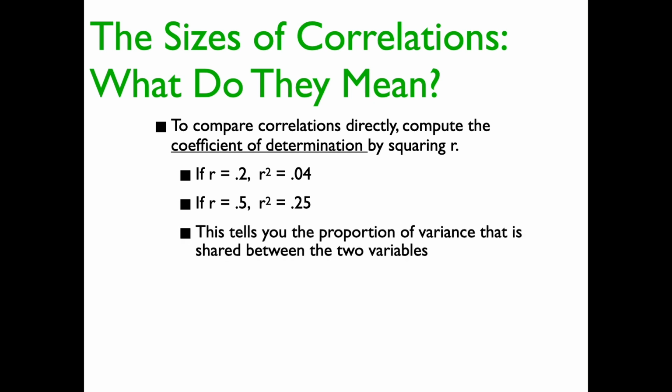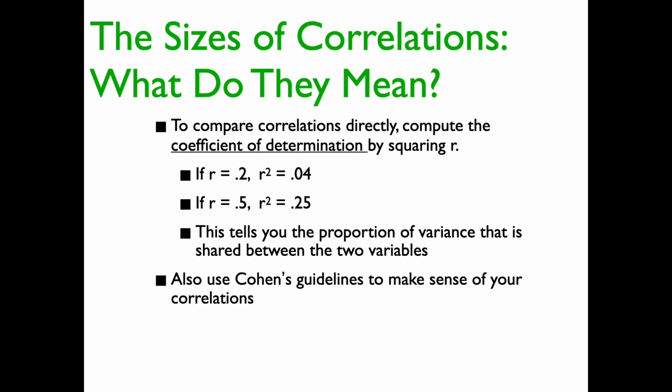The reason why is that R squared is what's called the proportion of variance that's shared between the two variables. So R squared tells us that X and Y share this much variance, like 4%, 25%, 0.79, whatever it is. And then that becomes the metric in the way that we compare different correlations to see how big they are. It's by squaring them using R squared, this coefficient of determination.